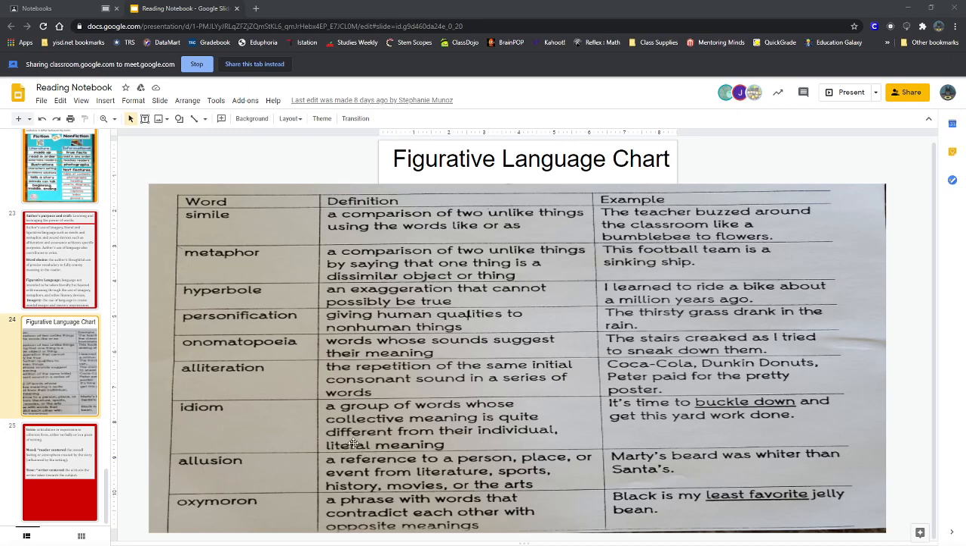And the last one is an oxymoron. An oxymoron is when you use a phrase, but you have two words in that phrase that are kind of like the opposite of each other. So an example here, black is my least favorite jelly bean. So favorite tells you that you like it the most, but least tells you that it's less. So they kind of go against each other.